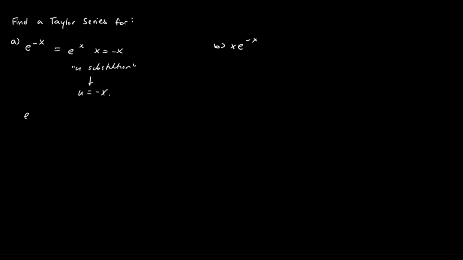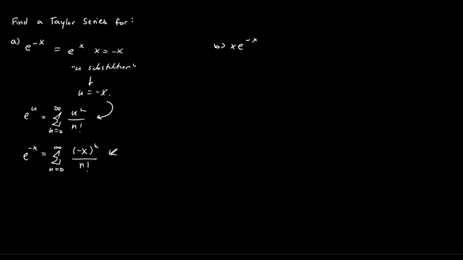Well, we know that in general, the series for e to the u is going to be equal to the sum from n equals 0 to infinity of x, or should I say, in this case, it would be u to the n over n factorial, because we've just replaced x with u. And now if we sub in our u, all we're really doing here is replacing x with negative x. We can say that e to the negative x is equal to the sum from n equals 0 to infinity of negative x to the n over n factorial. Now, this is a correct answer, but this isn't often how you'll see it written.